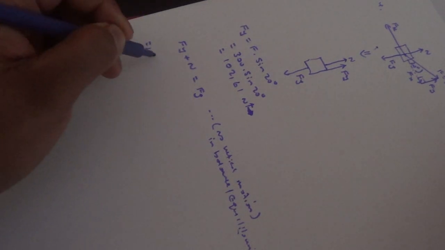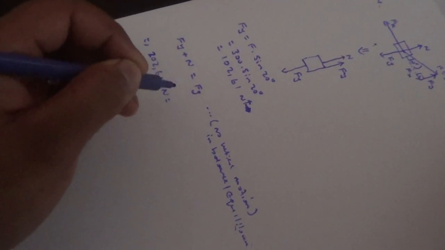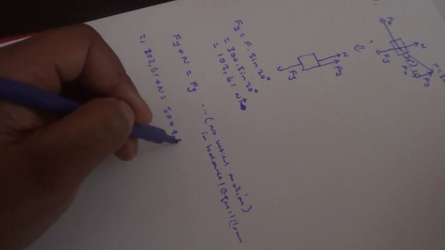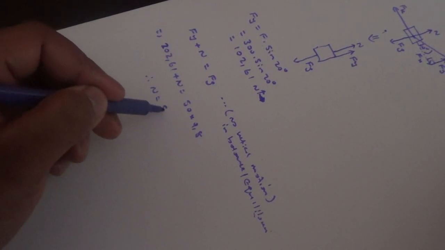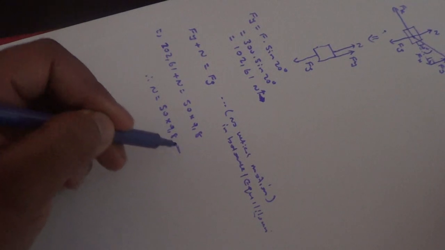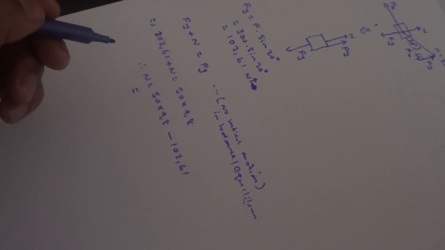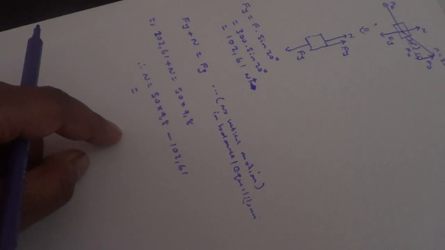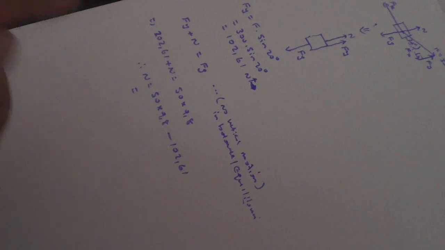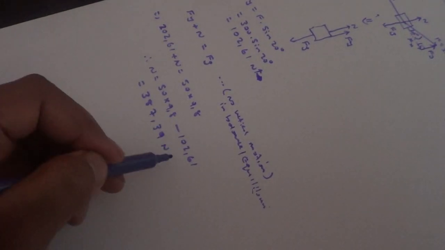And this implies that Fy, which is 102.61, plus our N equals Fg, which is going to be 50 × 9.8, isn't it? Then isolating this guy, we know that N is going to be 50 × 9.8 minus that 102.61. Let us see what is the story in there. Okay, so 50 × 9.8 minus 102.61, I get 387.39 newtons. And what was the direction of the normal force?